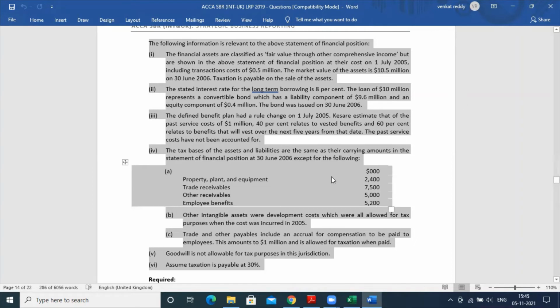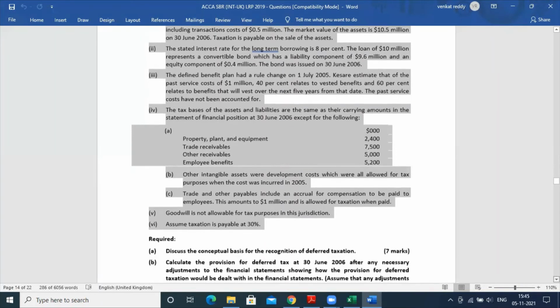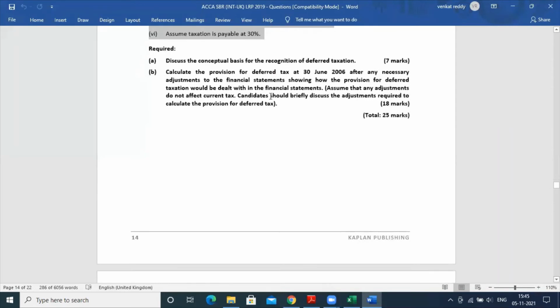Yeah. So we'll discuss how to calculate. So here the requirement is, so first one is a knowledge based question. It is what is the conceptual basis for deferred taxation. The second one, calculate the provision for deferred tax on 30th June 2006 after any necessary adjustments to the financial statement, showing how the provision for deferred tax would be dealt with in the financial statement. So we need to calculate the provision for deferred tax as on 30th June 2006.